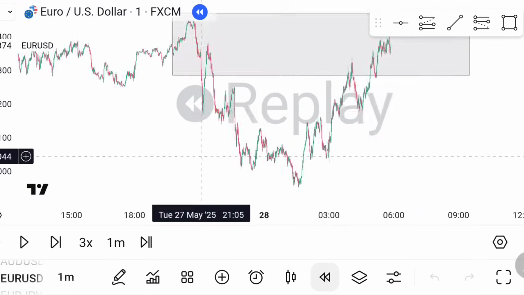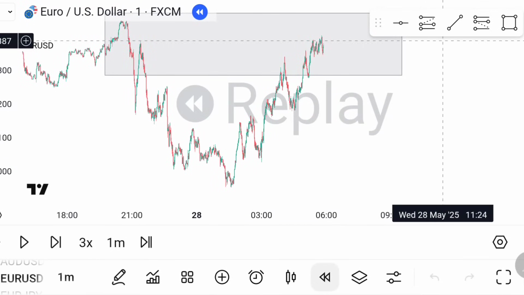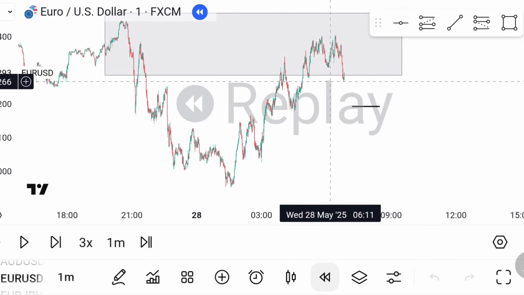Now, to show you at what point we're going to get in. So the market is moving. We're going to look at what point the market is going to give us a change of character. Good. So we have a change of character. And how do I know that we have a change of character? This low was broken. This low here was broken. So this is our change of character here.